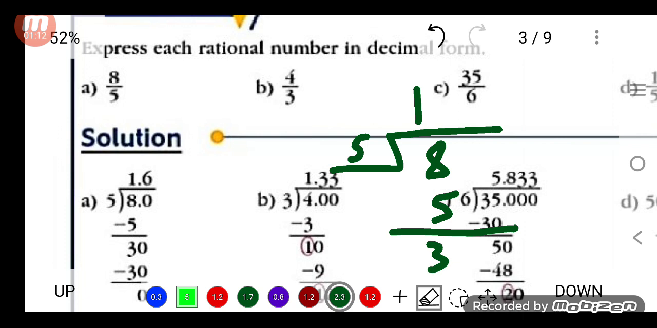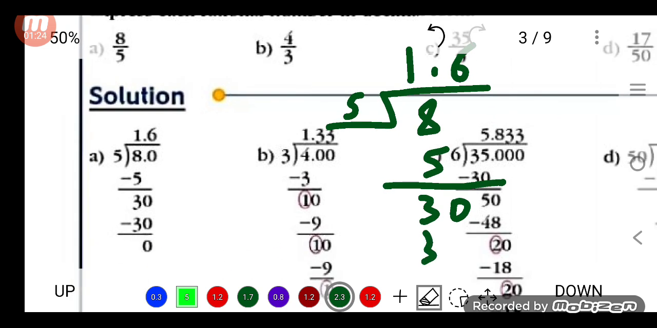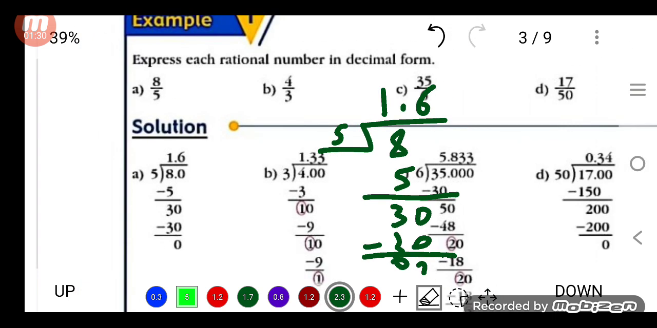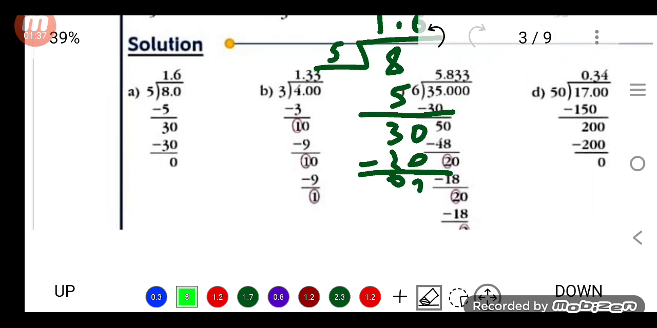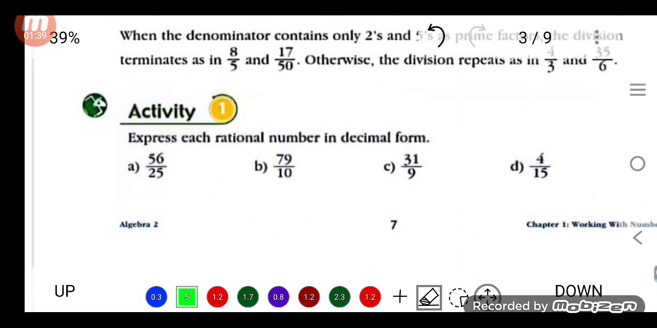3 cannot be divided by 5, so that's why you add a decimal point here and a 0 here. 30 divided by 5, you get 6. 6 times 5, you get 30. And then here, subtraction, 0. This is the way you convert a fraction into a decimal. Let's now move to something more difficult.